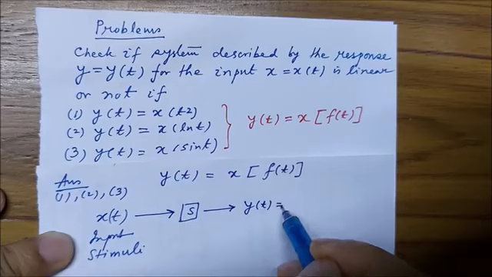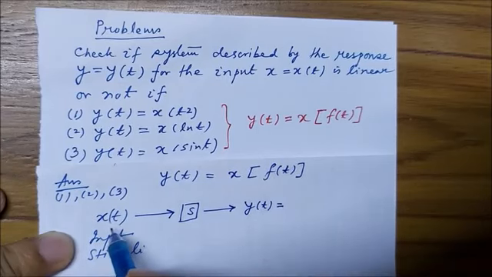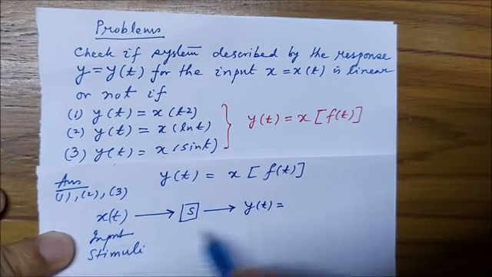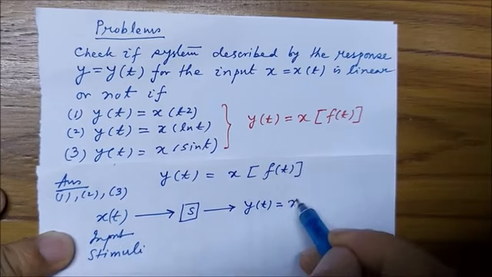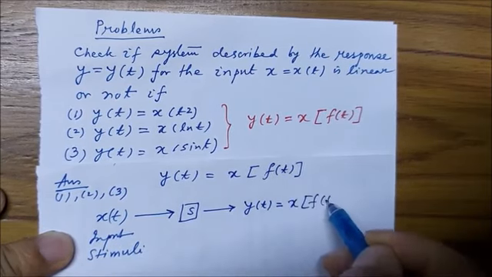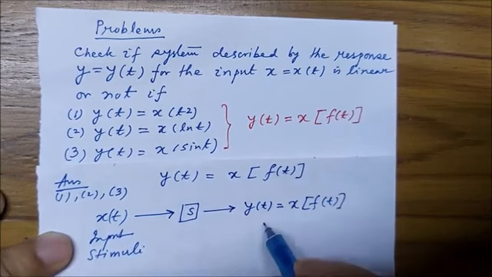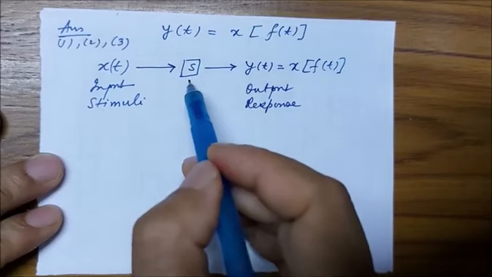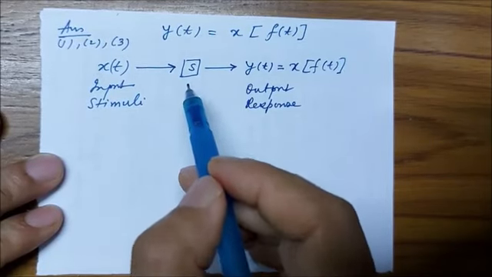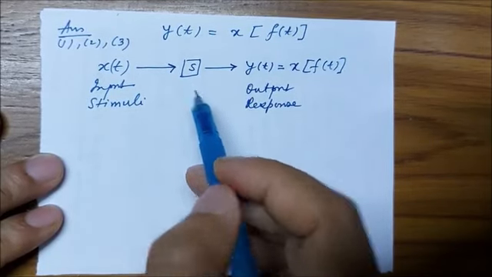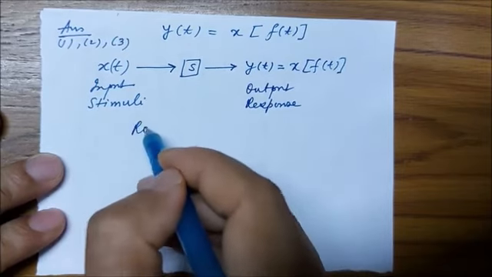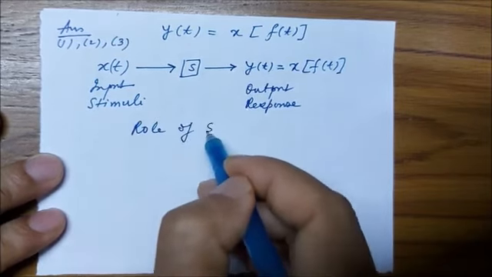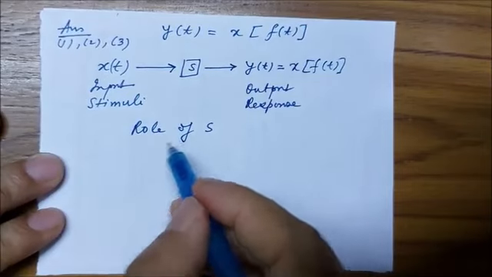Now y of t is related to the input or the stimuli in this manner. So this is the output, this is the response. We have to find out the nature of the system, whether it is linear or not. Now what is the role of S, the system? This is very clear.